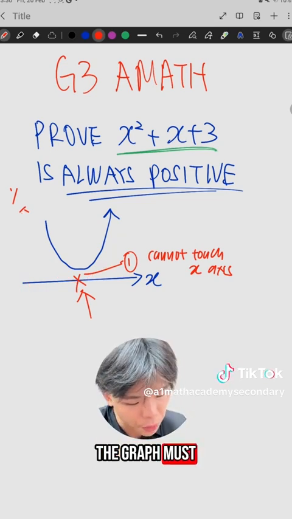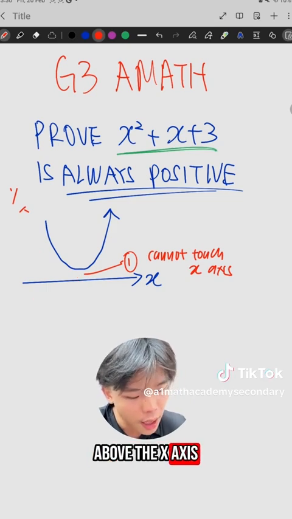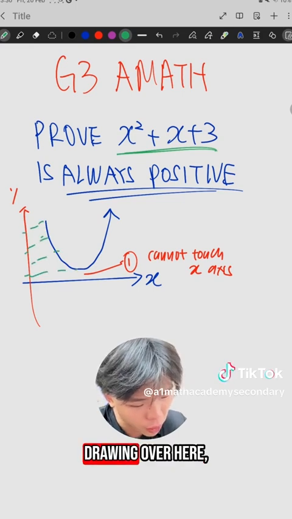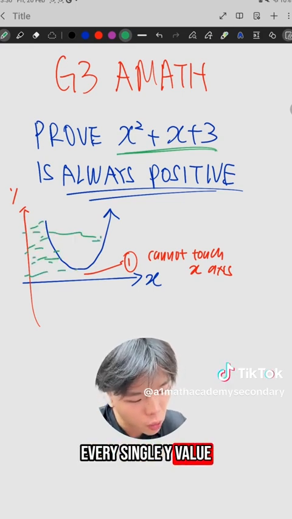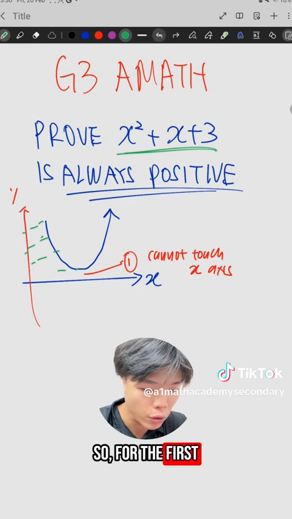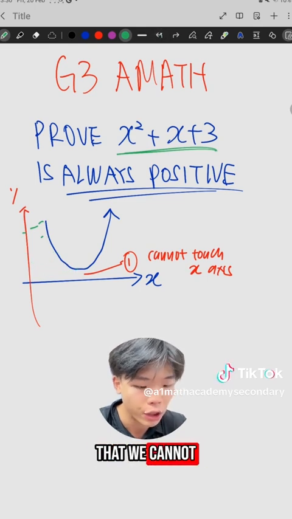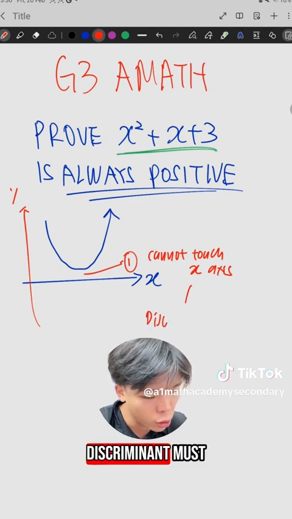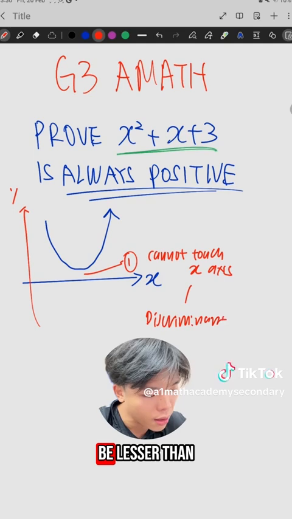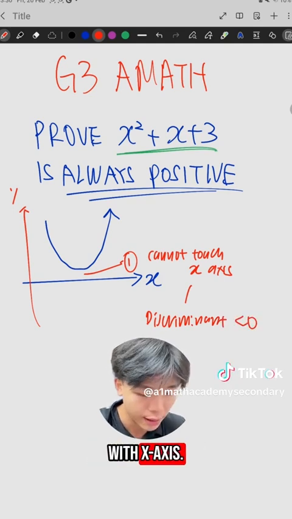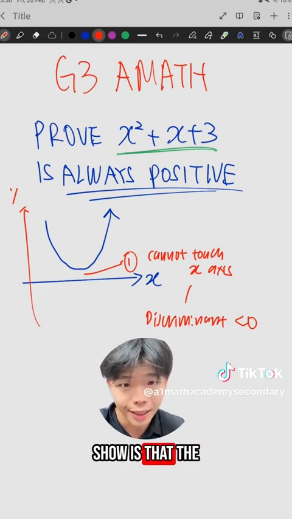So therefore, the graph must be completely above the x-axis so that every corresponding y value, so you see the dots that I'm drawing over here, every single y value corresponds to a positive value. So for the first condition, how do we actually prove that it cannot touch the x-axis? It goes back to the idea of your discriminant. Your discriminant must be lesser than 0 because there cannot be any intersection with the x-axis. So the first thing that we need to show is that the discriminant is negative.